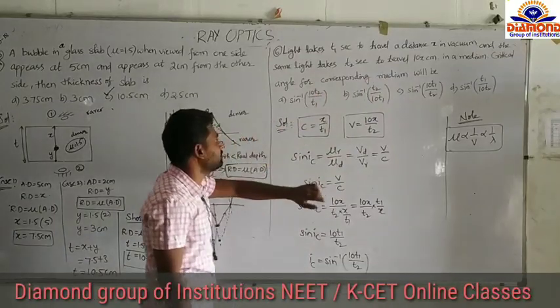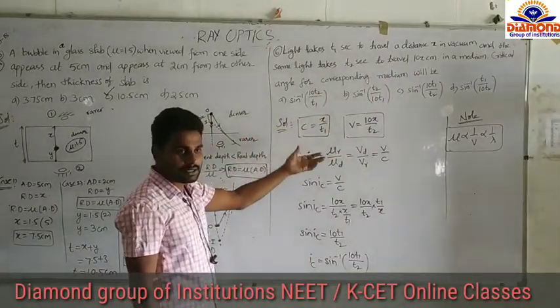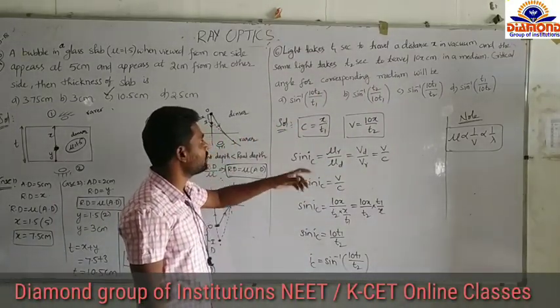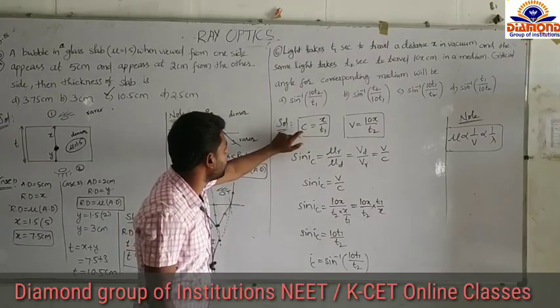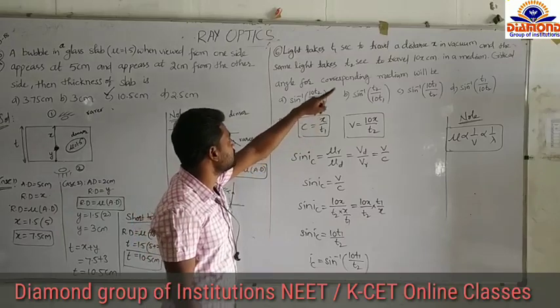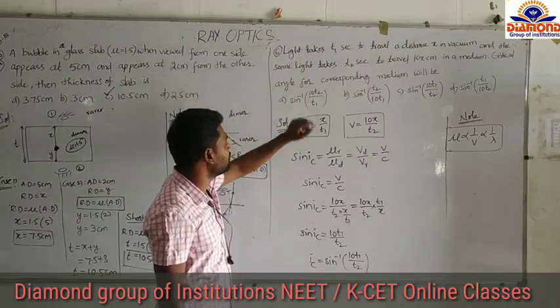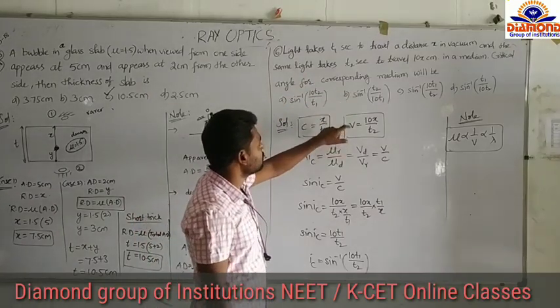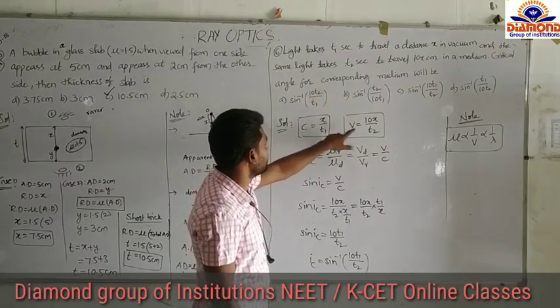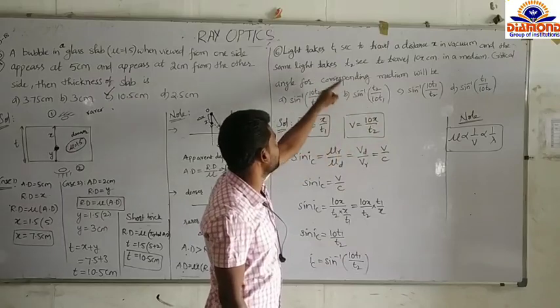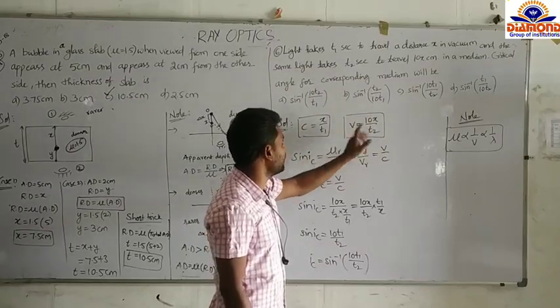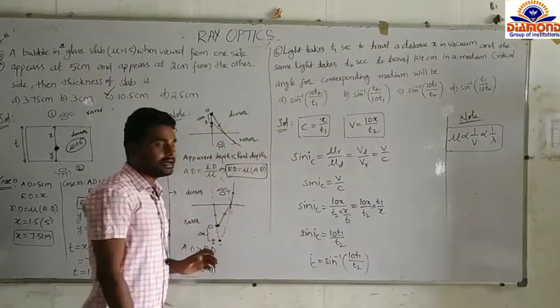In the vacuum, the speed of light c equals distance upon time. Already you know the speed formula: speed equals distance upon time. So in the vacuum, the speed of light c equals the distance x upon the time taken t1. In the medium, the speed traveled by the light ray, we assume v, equals the distance traveled, 10x, upon the time taken, t2. So v equals 10x by t2. They are asking for the critical angle.